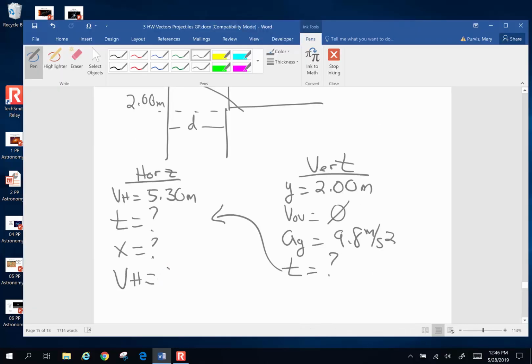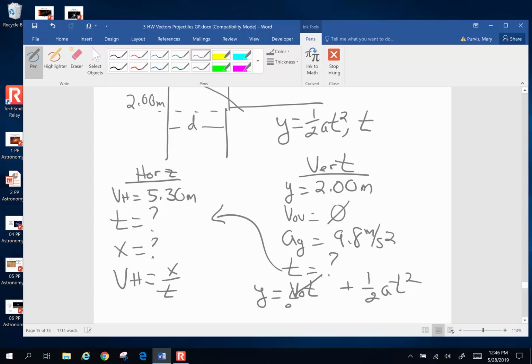Okay, horizontal velocity is then going to be x over t. So what's our old friend over here, the drop equation? y is v0 t plus 1/2 a t squared. What have we got going on here? Original velocity is going to be 0. That term goes away. So y is going to be 1/2 a t squared, or time is going to be the square root of 2 times y divided by a.